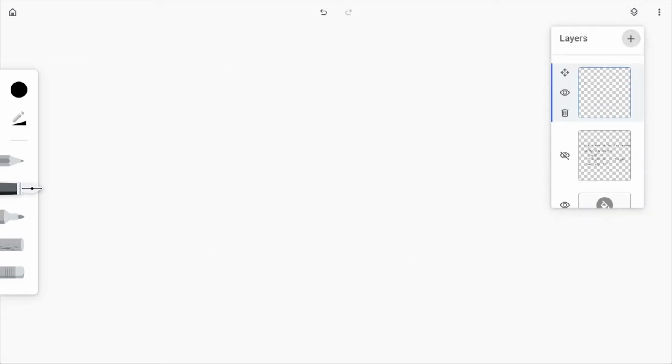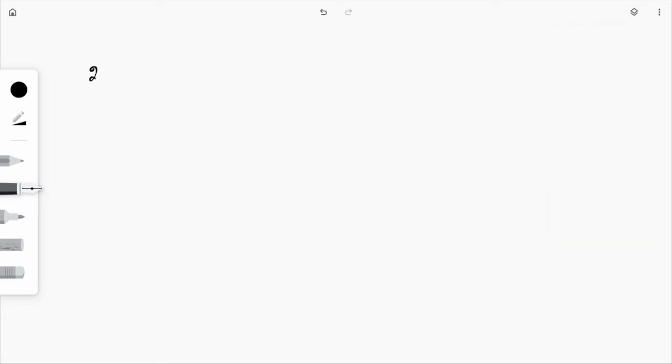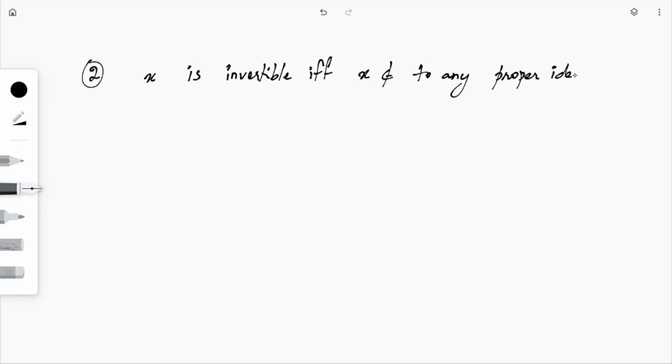Now let's move on to the second remark. What is the second remark that we have? It is an if and only if condition: x is invertible if and only if x does not belong to any proper ideal. Suppose that x is invertible.